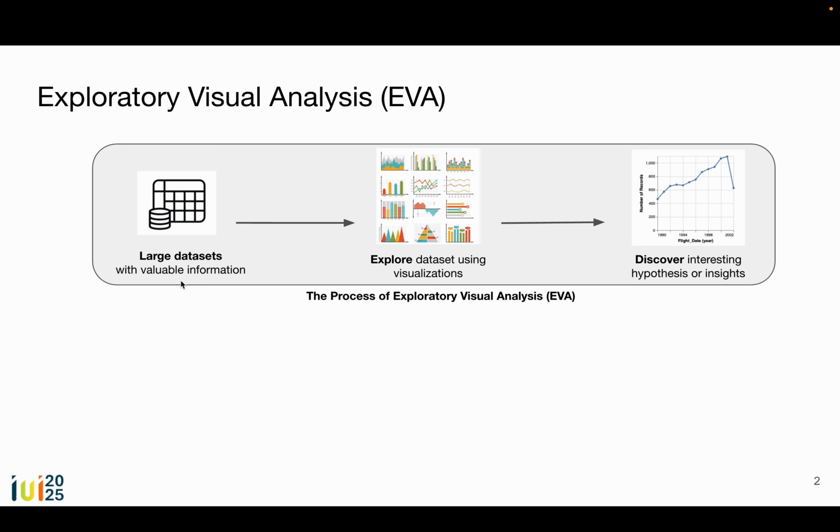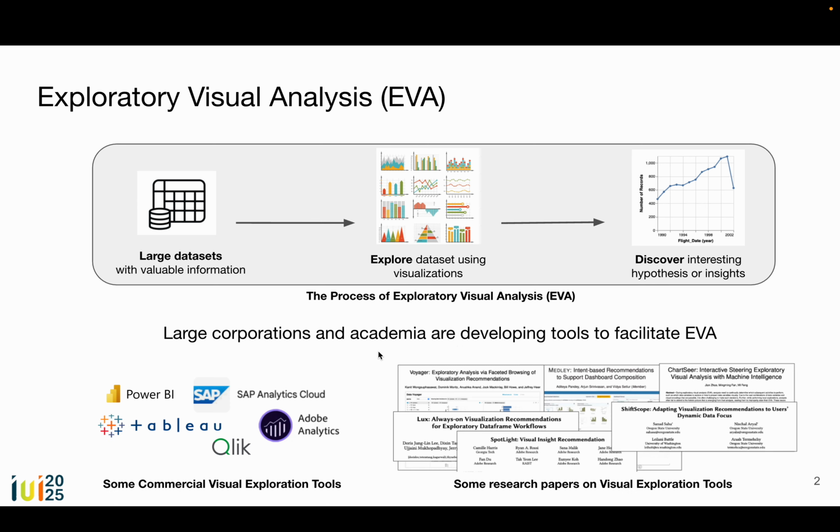We have large datasets with valuable information and we explore them using visualizations to discover interesting hypotheses or insights. This process is known as exploratory visual analysis or EVA. Now, EVA is important for easily discovering valuable information. That's why large corporations and academia are focusing on developing tools to facilitate EVA. For example, we can see some commercial applications focusing on EVA and some related research papers proposing some new visual exploration tools.